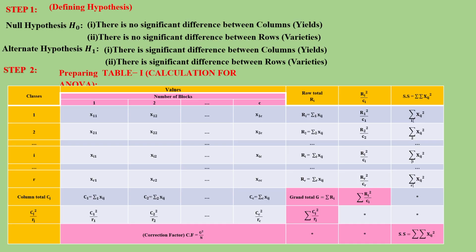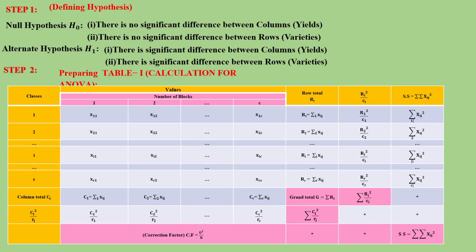Next, as usual, sum of squares. So each element or each data, right, you have to square and add up for each and every row. So you will get x11 square plus x12 square plus etc., x1c square, that is summation xij square. Similarly, for all the rows, you have to find the sum of squares, right? Then adding all those things, you will get summation xij square, right?